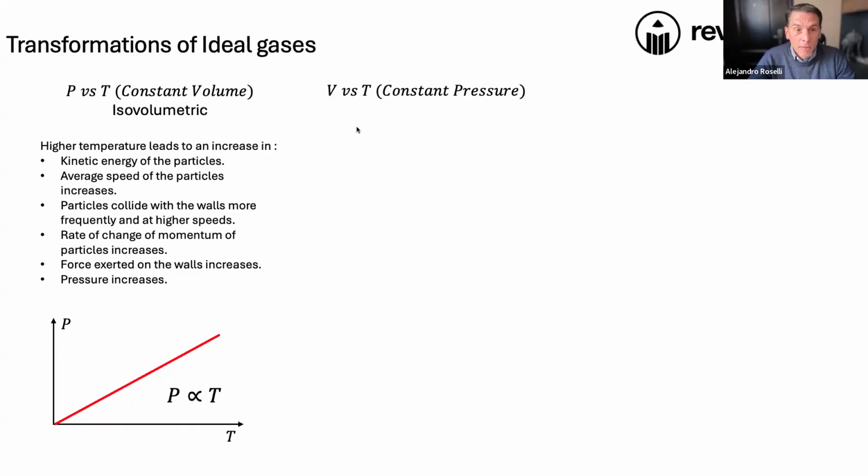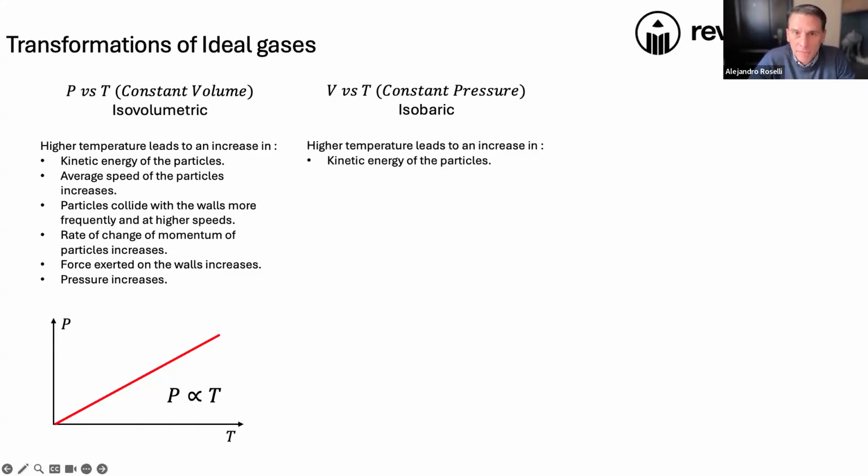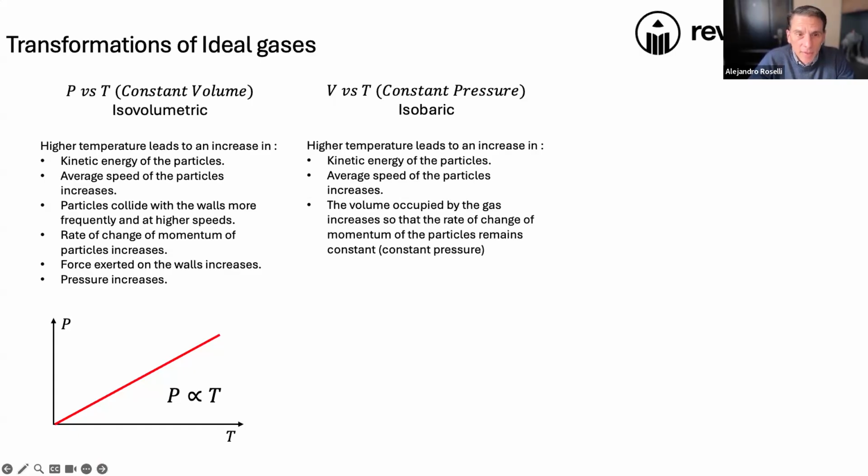So, where was I? Transformations between volume and temperature at constant pressure. These are called isobaric transformations. Now the situation is slightly different. It starts the same way because we're increasing the temperature. Higher temperature leads to an increase in kinetic energy of the particles, just as before. That leads to the average speed of the particles being higher.